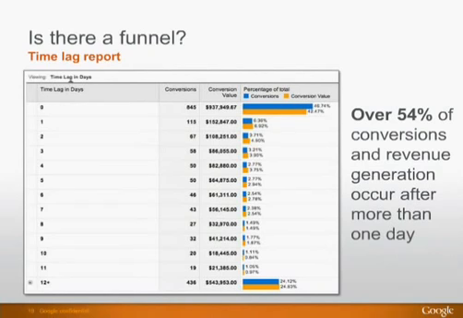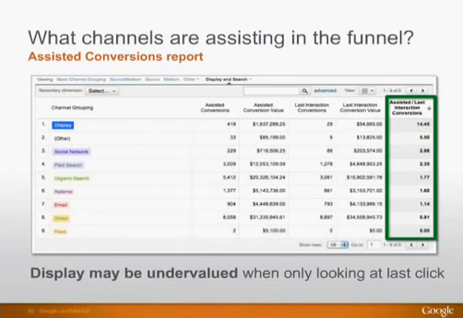So in the first example, is there a funnel? The first thing I usually do is go to the path length report. This is data taken from a travel customer, and you can see it makes sense. Travel is usually a complex booking process. In this case, over 70% of the conversions and revenue are happening over multiple interactions, so there is quite a bit of a funnel there. Similarly, if we look at the time lag report, over 54% of the conversions for this customer are occurring after more than a day. So we've established by looking at these reports that there is a funnel.